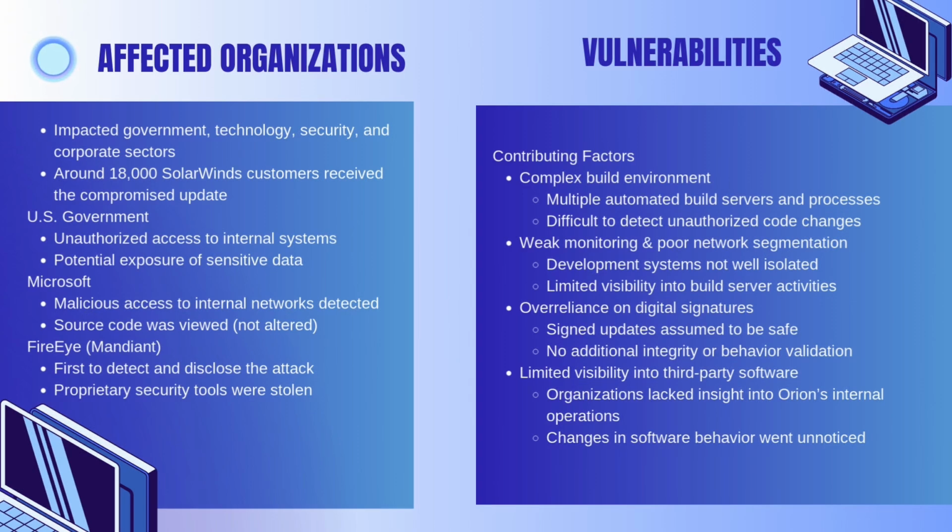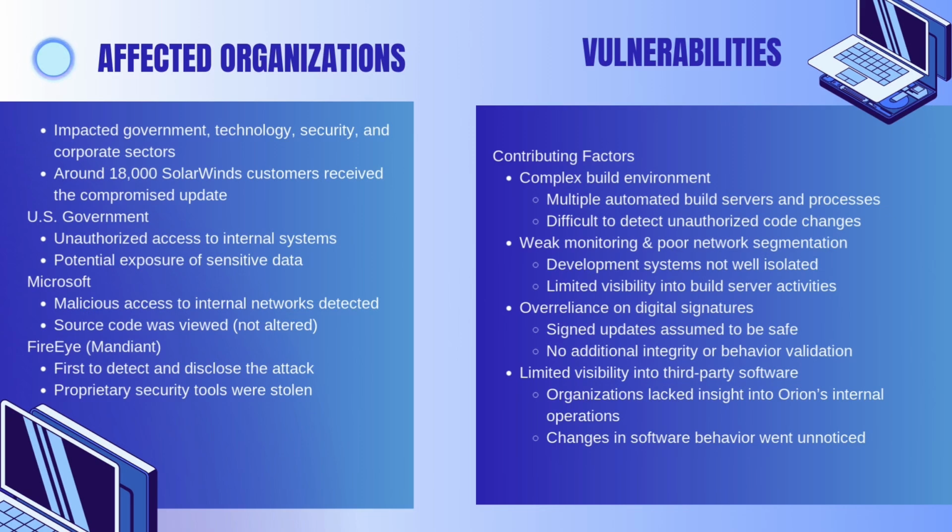Organization conducted large-scale audit and incident response efforts. So, some of the vulnerabilities we discovered is a compromised software supply chain. The attacker inserted malicious code into a trusted SolarWinds software update and enabled widespread and undetected distribution to thousands of organizations. Next is a complex software build environment, with multiple automated build processes and servers. High complexity created a blind spot where malicious changes went unnoticed.